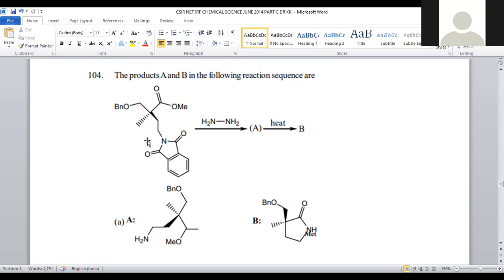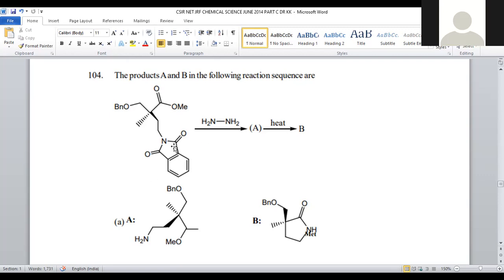We are taking the starting material. Here you can find the chiral center. Around this chiral center, we have CH2O benzyl. So here the hydroxy group got protected by a benzyl group. And here we have C double bond OMe, CH2, CH2N, C double bond O, C double bond O, and one more benzene ring is there.